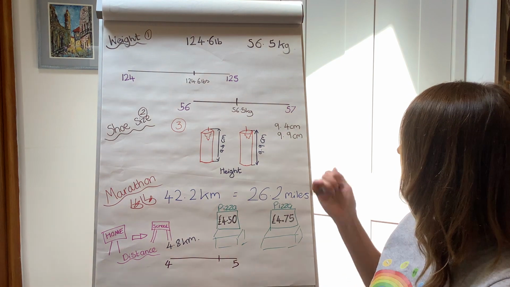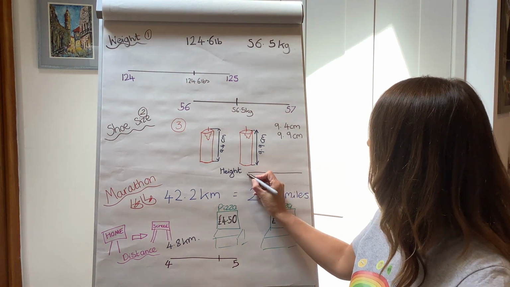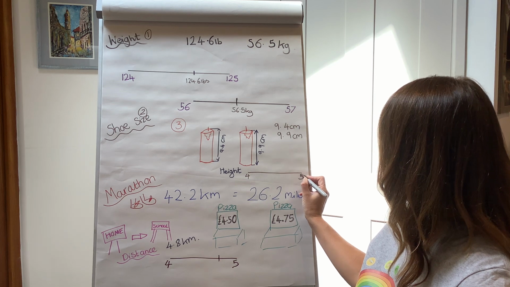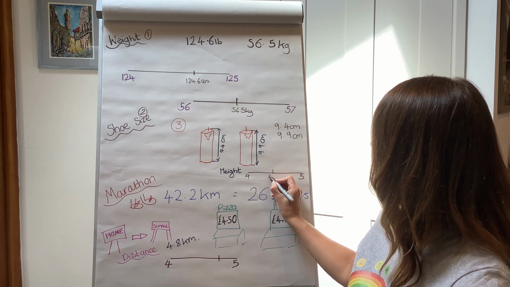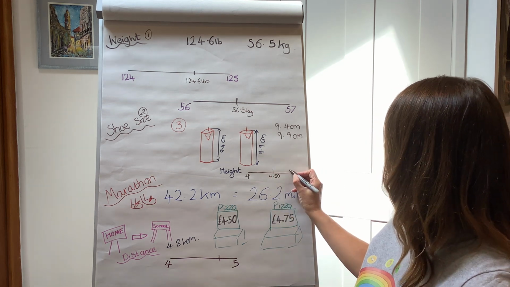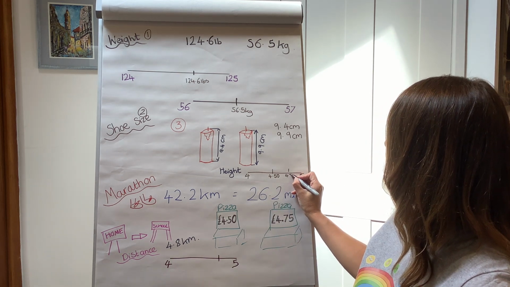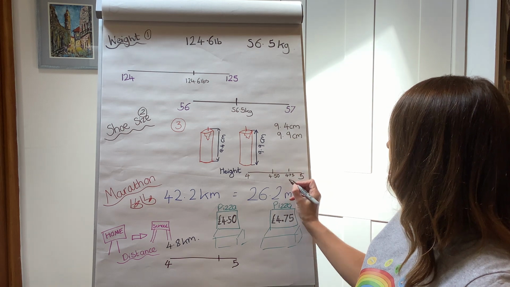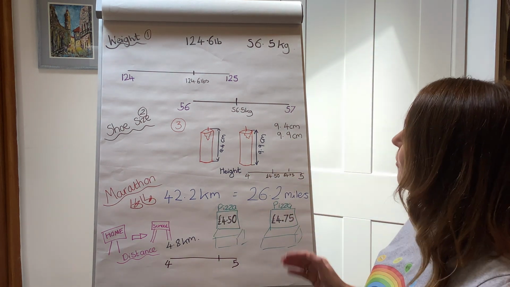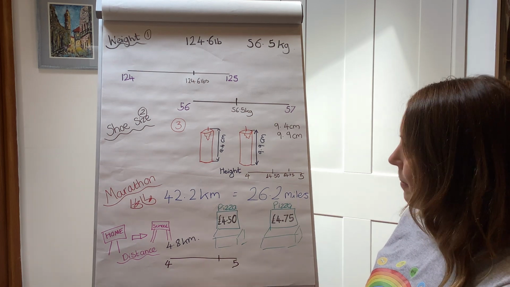And if we look at those on a number line again, we've got 4 and we've got 5. 4.5 would be halfway along, so £4.50, and £4.75 would be 3/4 of the way along to get us to 5. Okay, so they're not quite £5, but it's a way of talking about parts of numbers.